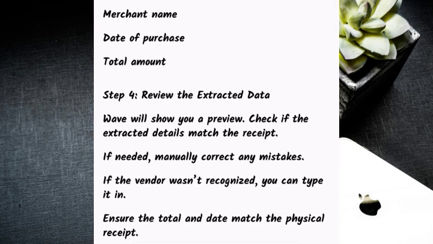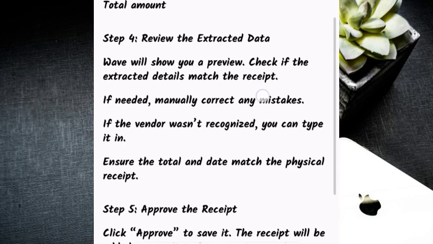Step 4, review the extracted data. Wave will show you a preview. Check if the extracted details match the receipt. If needed, manually correct any mistakes, and if the vendor wasn't recognized, you can type that in. You also want to ensure that the total and the dates match the physical receipt.